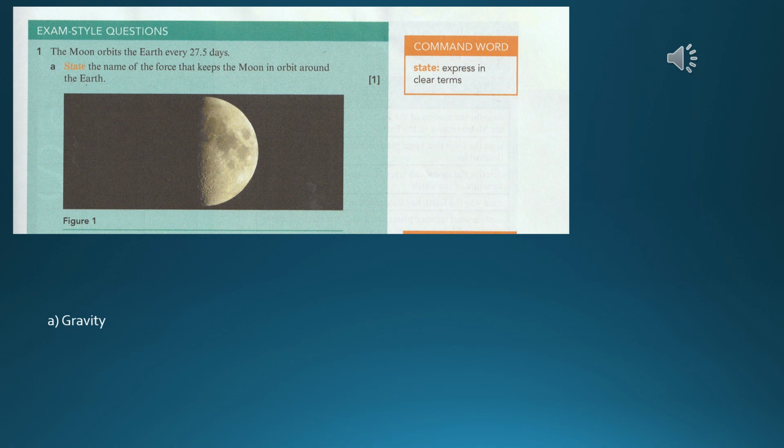So our first question, A, state the name of the force that keeps the moon in orbit around the Earth. The command word is always the first part of the question, and it tells us how to answer. When the command word is state, we should just give it. No explanation, nothing else. So I'll state it as gravity, and then I move on and get my 1 point.